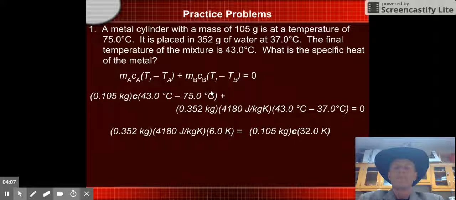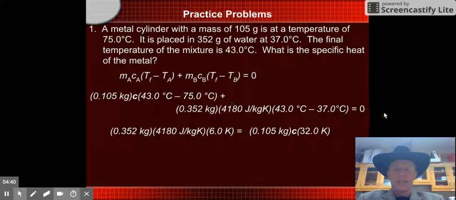Now plus the mass of the water. So everything after the plus and before the equals is talking about the water. So the mass of the water is 0.352 kilograms. The next thing we're multiplying that by is the specific heat of water, 4180 off that chart. We know that from the chart, 4180. And then parenthesis, the final temperature, which is 43 again, minus the beginning temperature of the water, which is this 37 number.